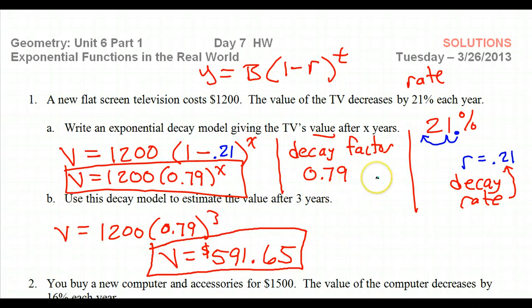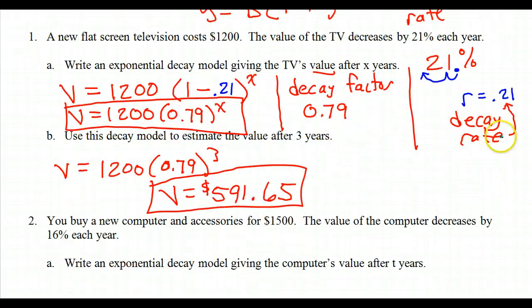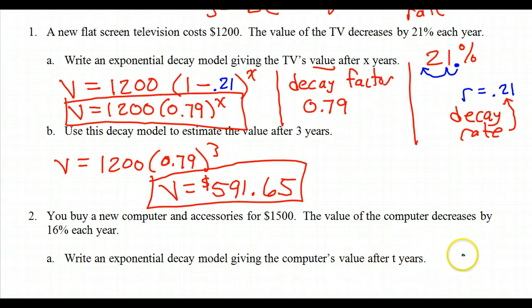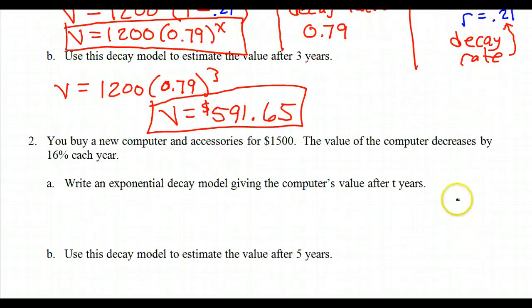All right, let's take a look at the next one. You buy a new computer and accessories for $1,500. The value of the computer decreases by 16% each year. Write an exponential decay model giving the computer's value after t years.